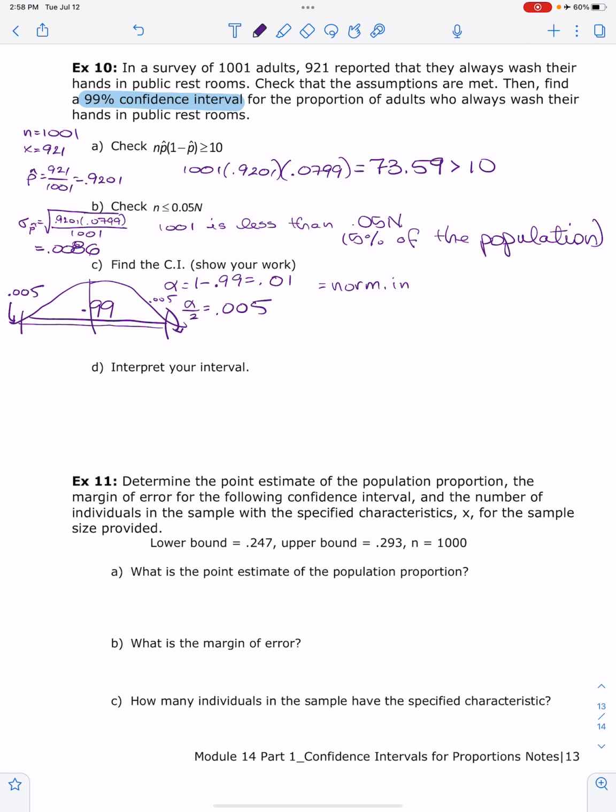I will do this both ways again. I'm just going to show you what those commands are. Got norm.inverse. I want 0.005. I have a 0.9201 and a standard deviation of 0.0086. I get a lower bound of 0.8979.